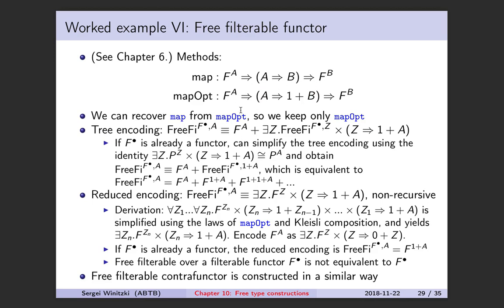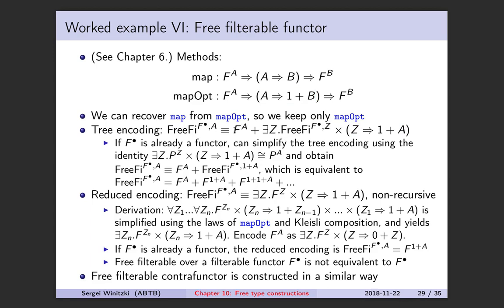In other words, if we have this function, we can implement this function by substituting a going to 0 plus b here. So the tree encoding has two cases, very similar to the tree encoding of a free functor, except here we have this type signature.